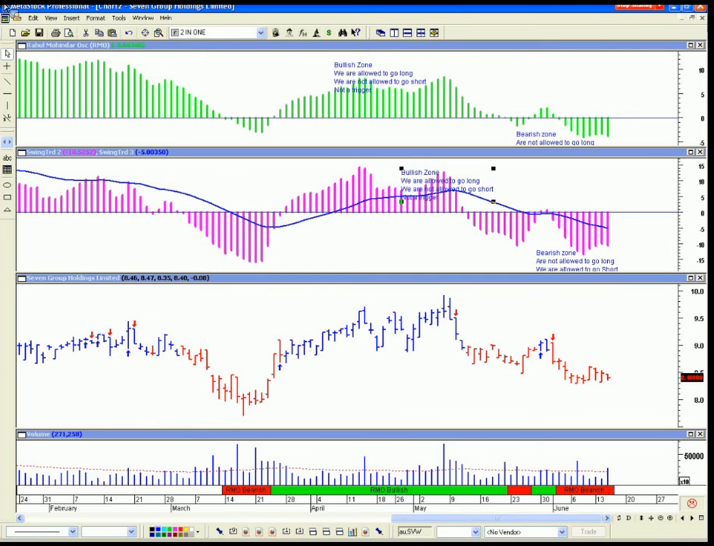If I was looking at, what stock are we on, 7 Group Holdings today, step number one, I'd know that we were in a bearish zone because it tells me right here it's in a bearish zone. I know I'm not allowed to go long, but I'm allowed to go short. Okay. Step number two, I'd look at the short-term indicator here. I would see that it's below zero, and I know that we are in a bearish zone short-term as well. I'd know that I was still allowed to go short. Okay.